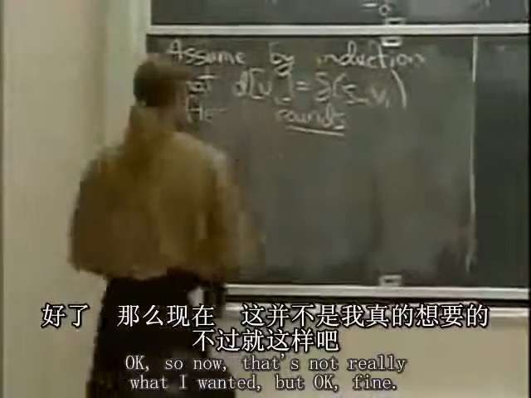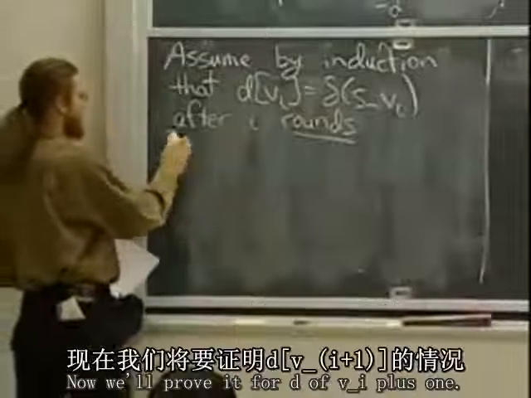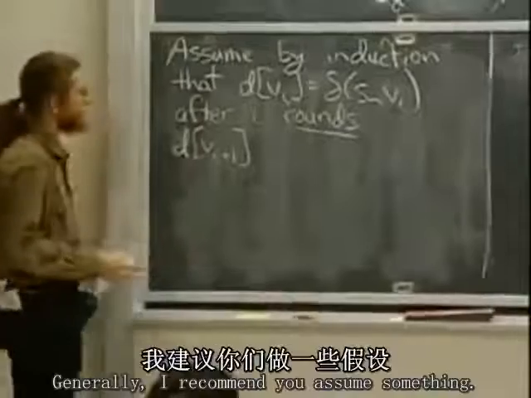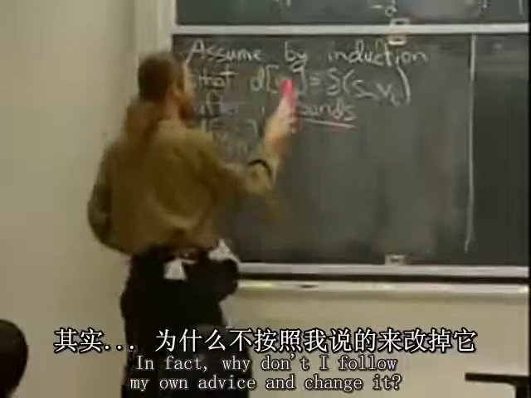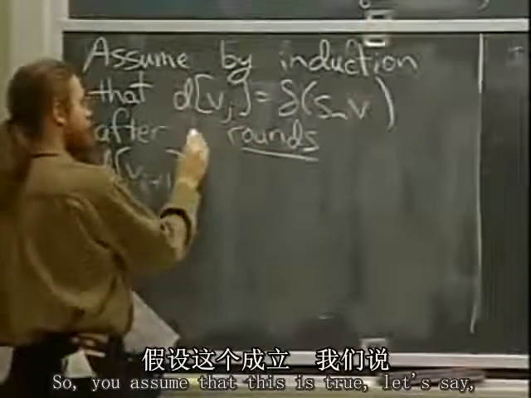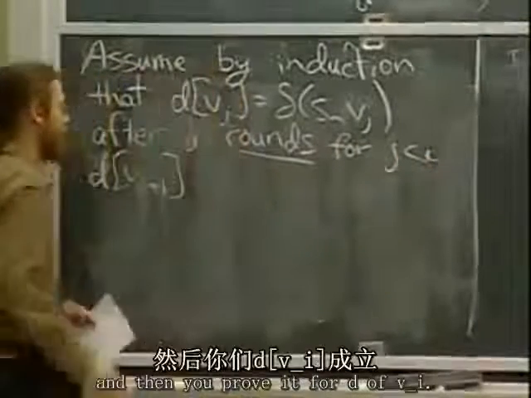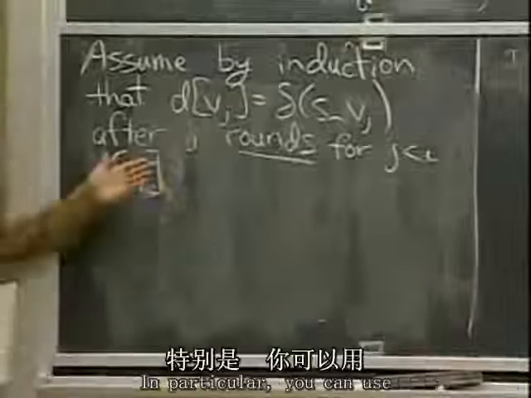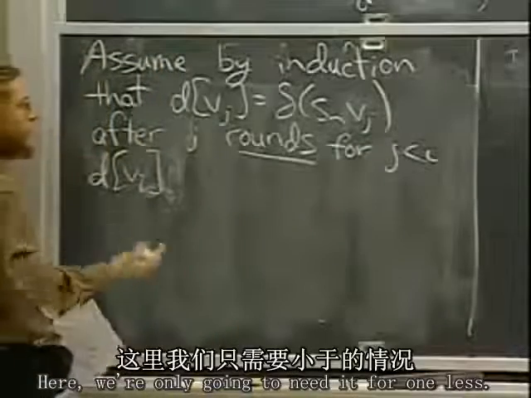Okay, so now we'll prove it for d of vi plus 1. Generally, I recommend you assume something. In fact, why don't I follow my own advice and change it? It's usually nicer to think of induction as recursion. So you assume that this is true, let's say, for j less than the i that you care about, and then you prove it for d of vi. It's usually a lot easier to think about it that way. In particular, you can use strong induction. Assume it for all j less than i. Here, we're only going to need it for 1 less.